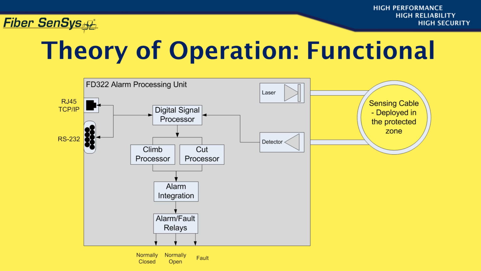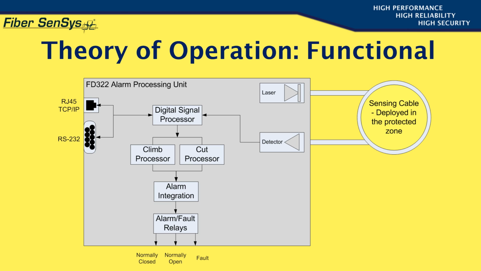That signal is then fed into the digital signal processor, or DSP, where it's digitized and then split into two parallel processing algorithms. One of these is dedicated to detecting climb intrusions, referred to as P1 or processor 1, and the other to cut intrusions, referred to as P2 or processor 2. The outputs of these two processes are integrated by a logical OR function such that an alarm output can be generated by either a cut intrusion or a climb intrusion. The alarm and fault relays then present the results to the outside world.